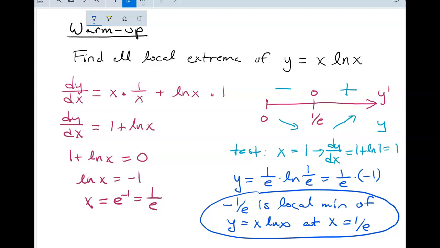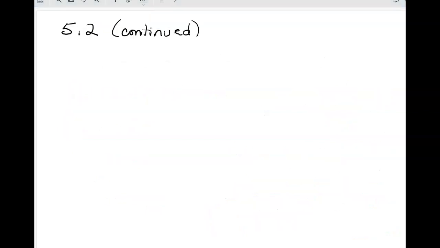All right, now we're going to move on to our notes for the day. And this is a continuation of the video notes for 5.2. What we're doing in 5.2 is we're looking at integrations that give us a result that's equal to a natural log.